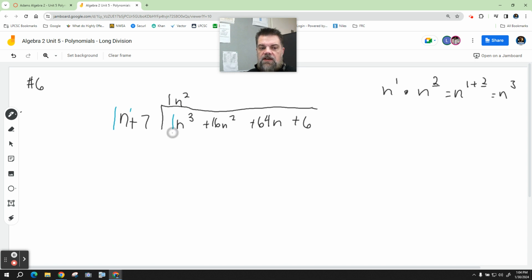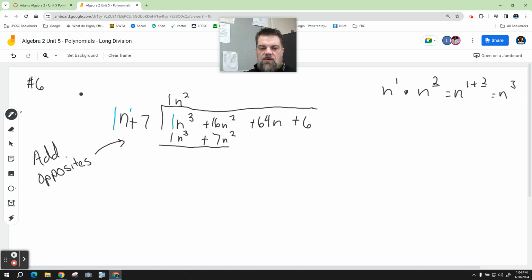1 times 1 is 1. N squared times n to the first power is n cubed. But remember, I also have to multiply that by the positive 7. So that doesn't go away. So then that becomes positive 7 n squared. That n squared doesn't go away. Now I want you guys to write this down in your homework so you'll have an example in your notes, right? Because you can use your notes on the test.